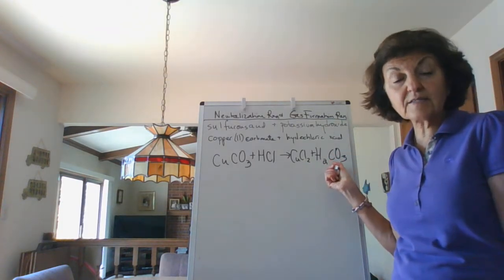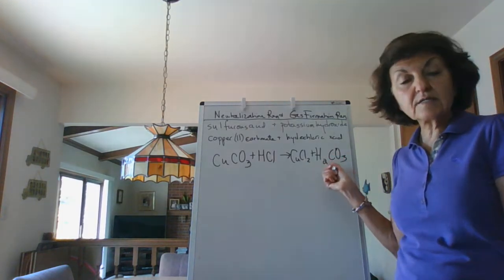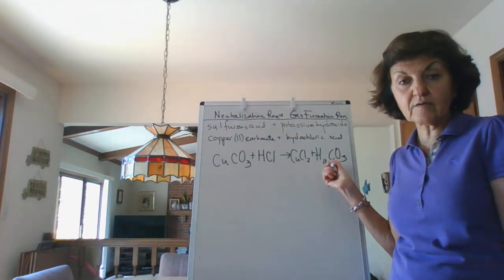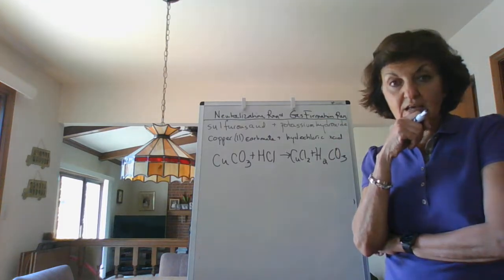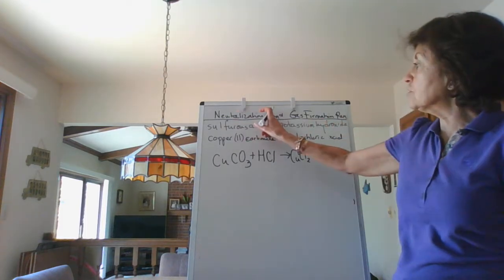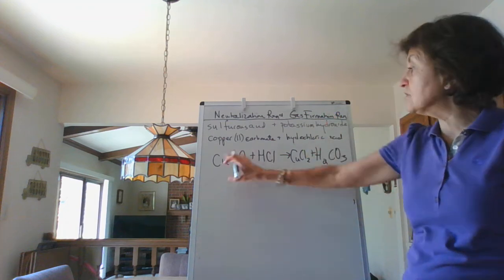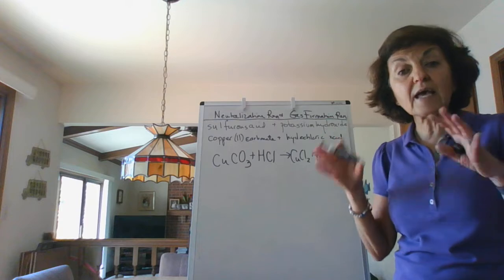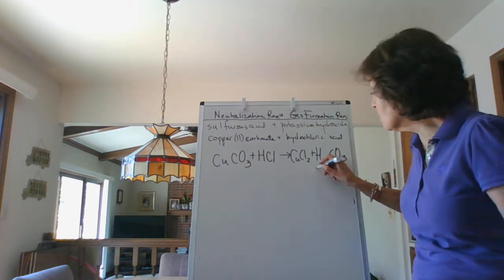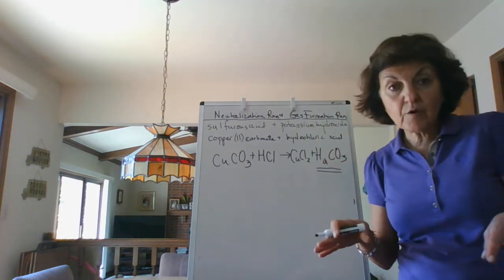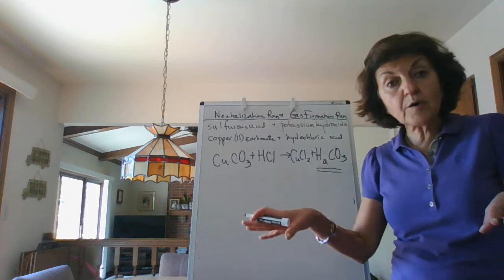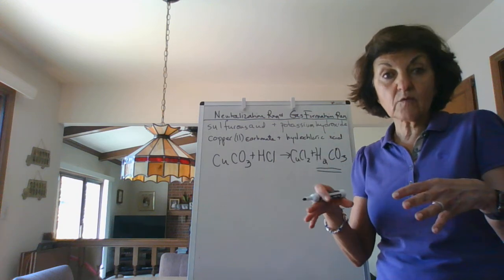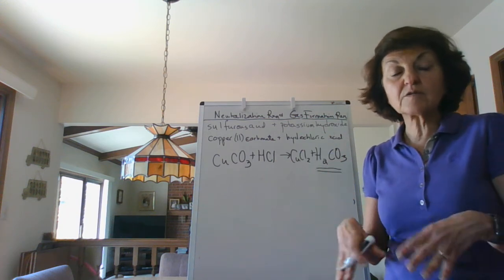This you should recognize as carbonic acid. Is carbonic acid one of the 6 strong acids? No, it isn't. But it does something unique, and this is why I wrote here neutralization reactions and gas formation reactions. This is actually an example of a gas formation reaction, because anytime you have carbonic acid as a product, it actually decomposes to form carbon dioxide and water, and you see bubbles. That's the gas that's being produced.